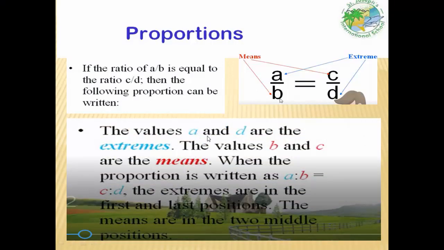The values A and D are the extremes, and C and B are the means. When the proportion is written as A to B equals C to D, then the extremes are in the first and last positions. The means are in the two middle positions.